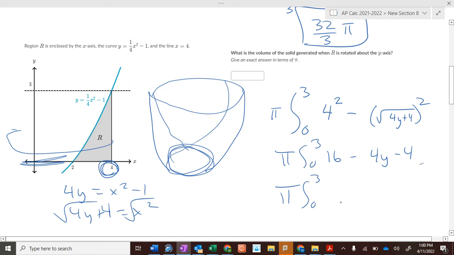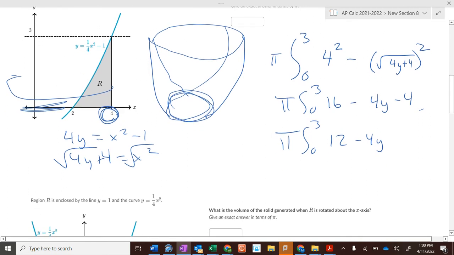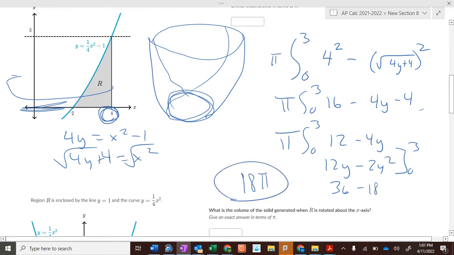So what's 16 minus 4? So it's 12 minus 4y. Integrate. 12y minus 2y squared from 0 to 3. Put in the 3, 36 minus 18. So it's 18 pi, minus 0.